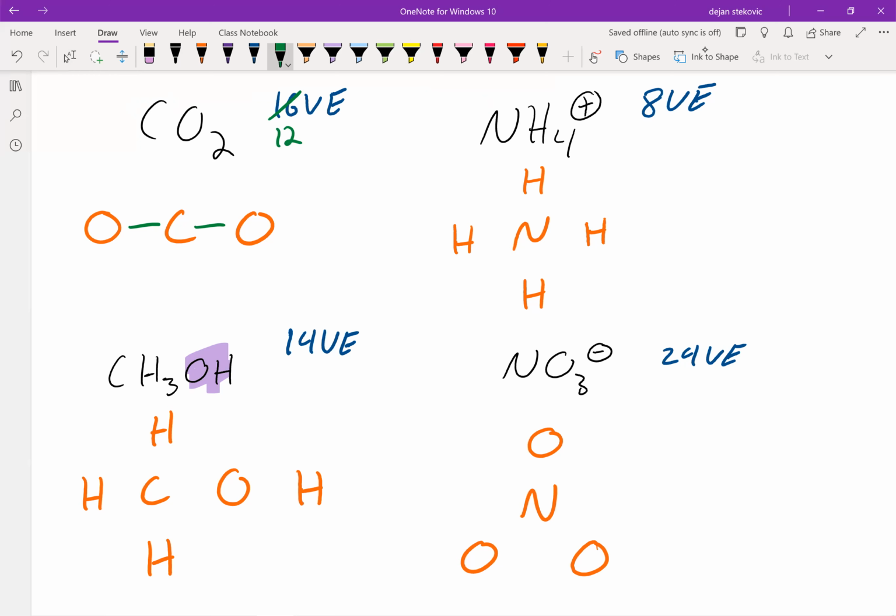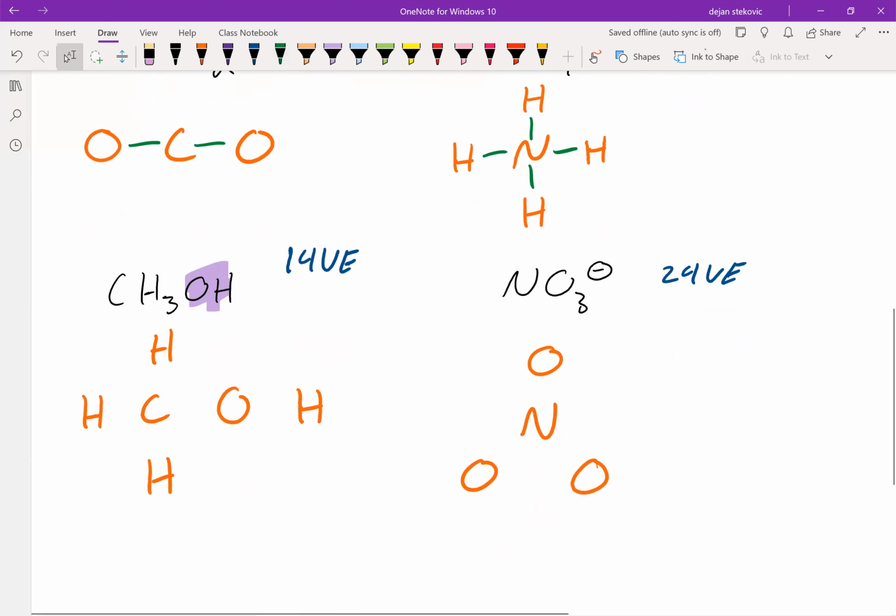In this NH4 example, we would draw one bond from each hydrogen to the nitrogen. Each bond is 2 electrons. There's 4 of them. That uses up all 8 of our valence electrons. Over here, we want to draw a bond from the carbon to each hydrogen, and then one from the carbon to the oxygen, and then one from the oxygen to the hydrogen. If we think about there, that's 10 electrons, which means that we have 4 remaining.